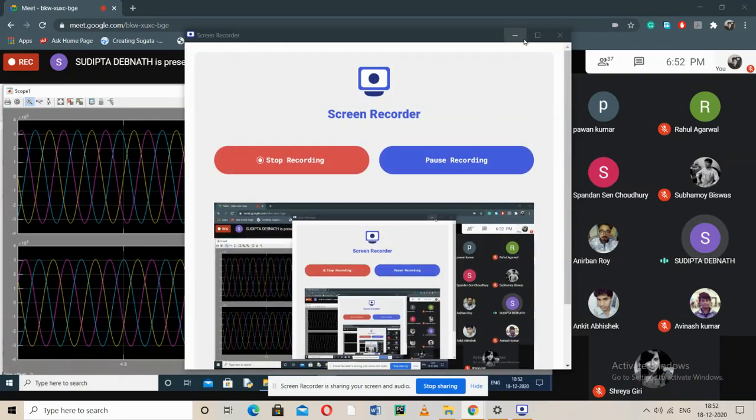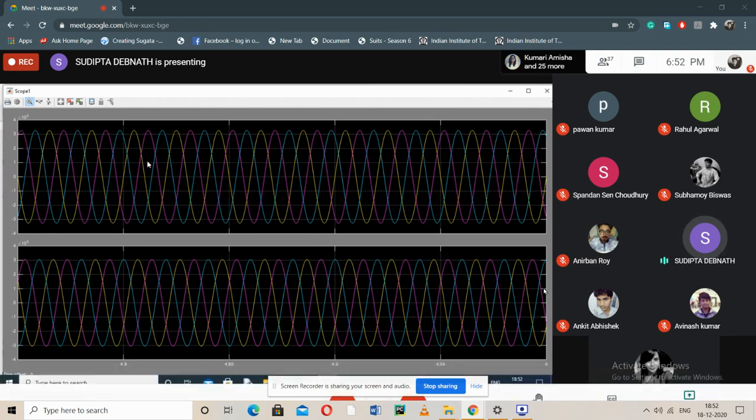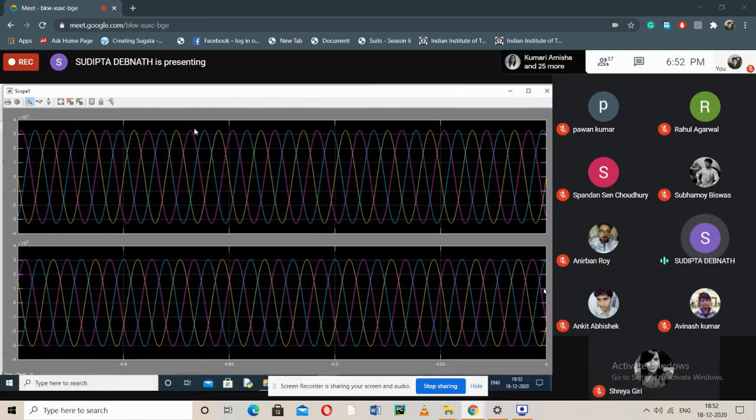Okay. So now you have to note down the values. I will zoom this one. See, this is the sending end voltage. This is the receiving end voltage. Now, sending end voltage, let's find out if we have a calculator.